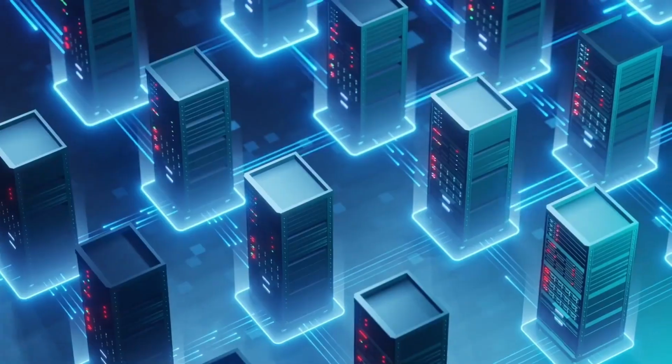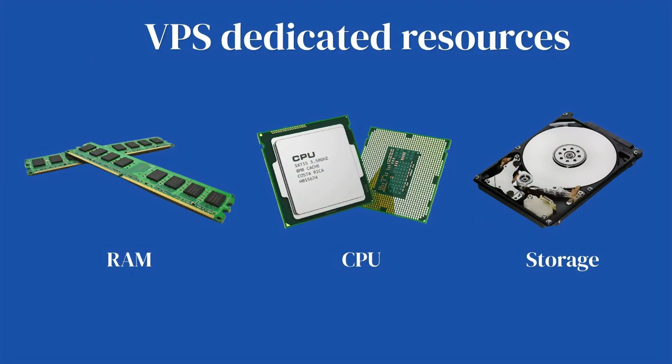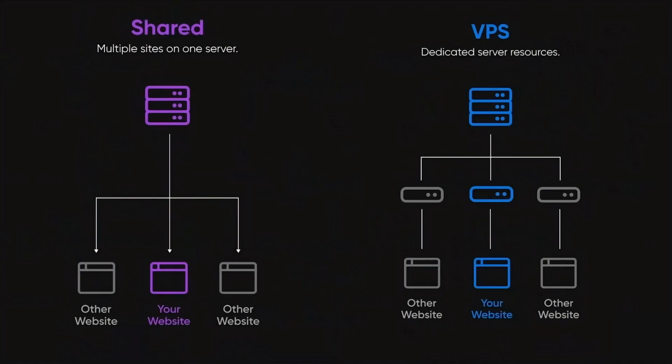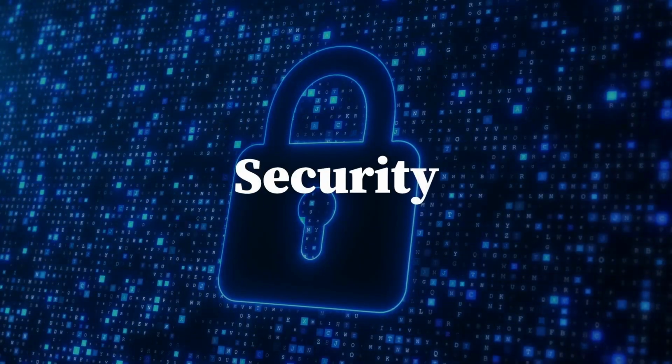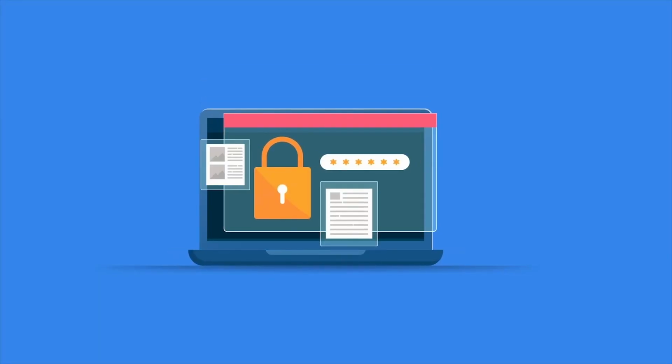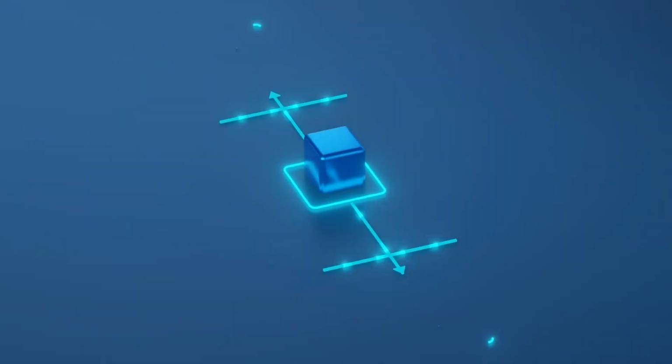A self-managed VPS gives you a private virtual environment with dedicated resources, including RAM, CPU, and storage. Unlike shared hosting, these resources belong only to you, providing better performance, stability, and security. This is especially important for AI agents, which require stable performance and continuous background processing.